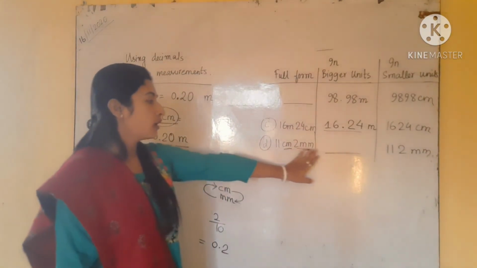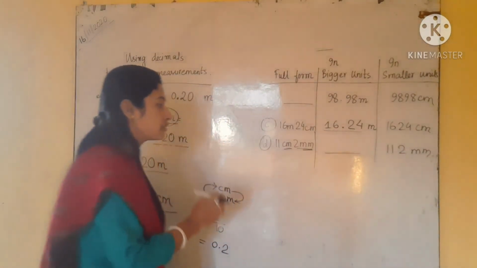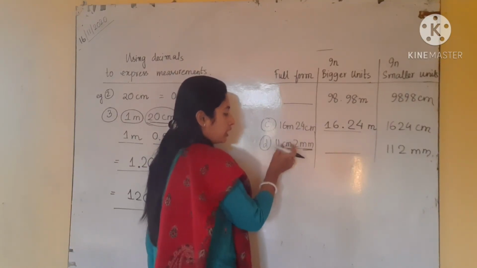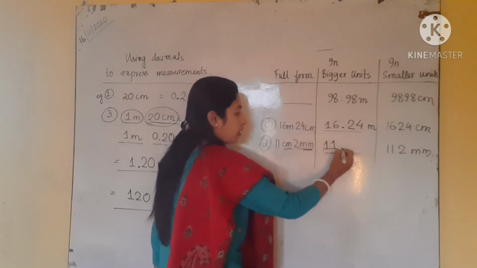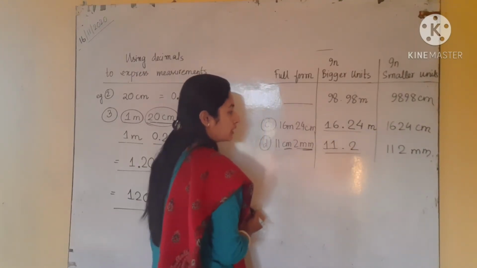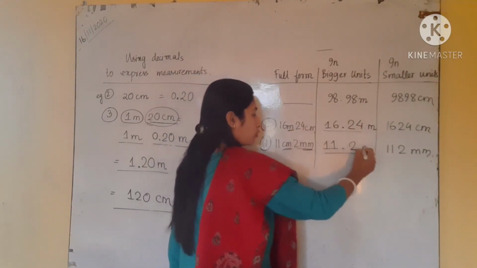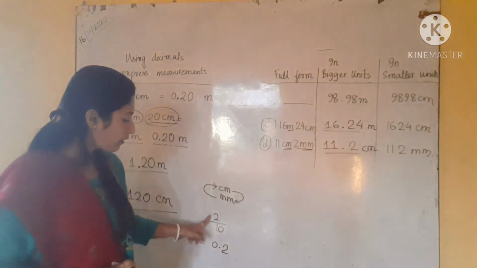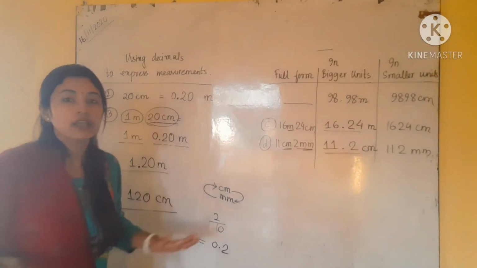So how to write in decimal? Just the simple and easiest way is you have to put a decimal point in between the two numbers. So first of all the whole part will be 11 point, and in the decimal part you have to write 2, and the unit will be the first one. Like here you are writing meter, here you have to write centimeter. So why are we writing in centimeter? Because here we are converting from millimeter to centimeter. That means all the things are in centimeter now.